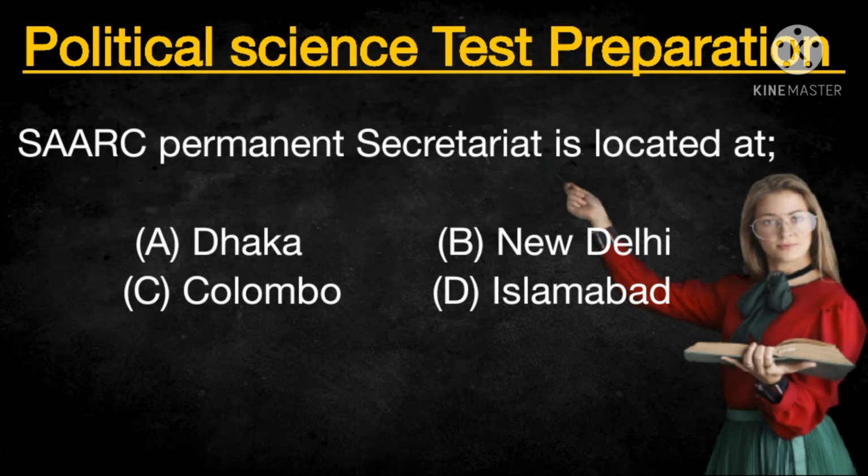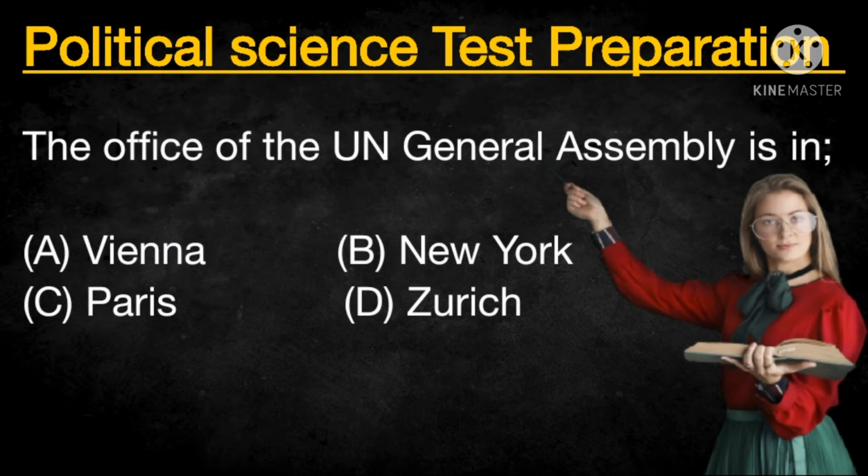Question: SAARC Permanent Secretariat is located at A. Dhaka, B. New Delhi, C. Colombo, D. Islamabad. Its correct answer option A, Dhaka.